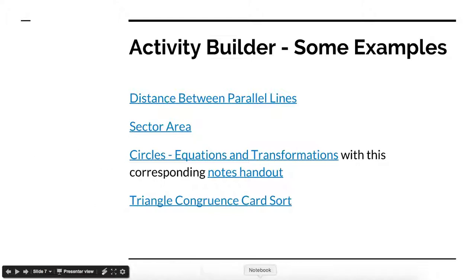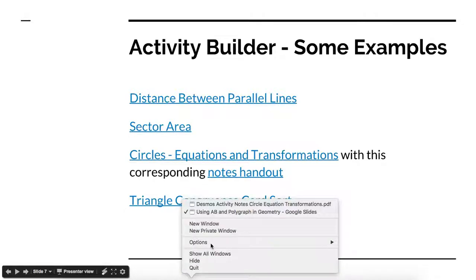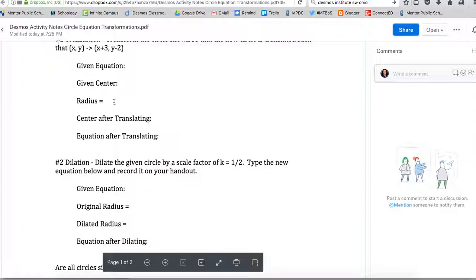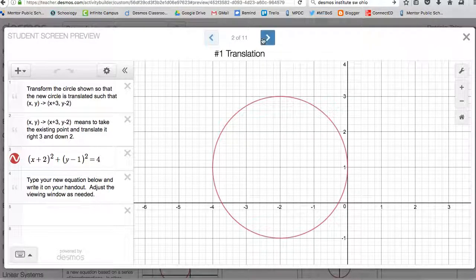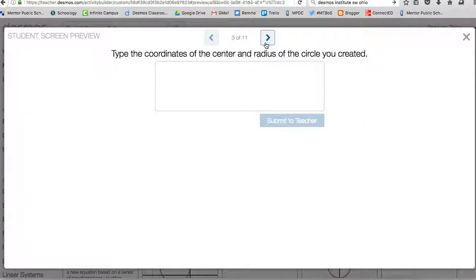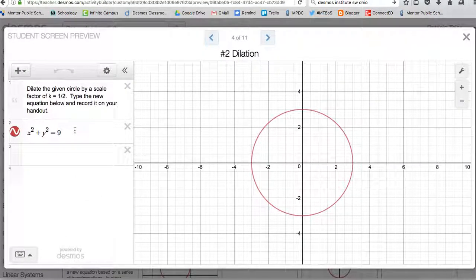Then the activity switches into a dilation sample. So this time we have the equation given and it tells me to dilate. So they have to think about not just the equation but the radius.